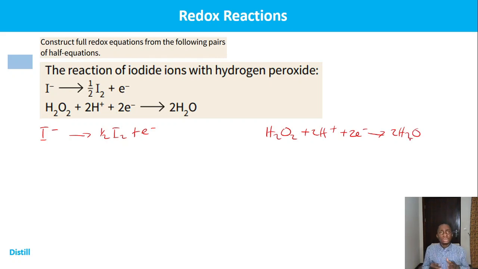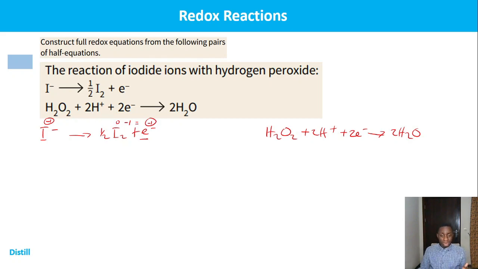The first thing you want to do is to confirm if we have an equal number of charges on both sides, and then go on to check if we have the same number of atoms on both sides of the half equations. Here we have just one charge on this side, a -1. Here we have a 0, and then here we have a -1. The total on this product side is -1. So the charges are equal on both sides.